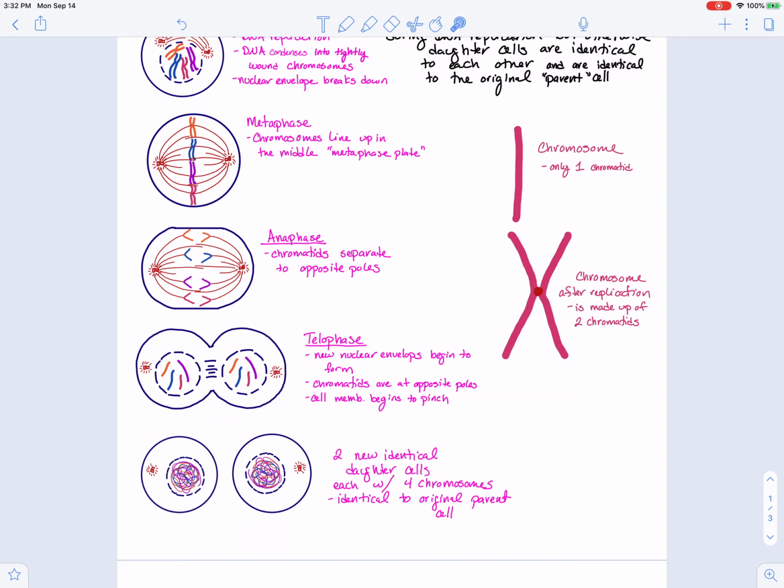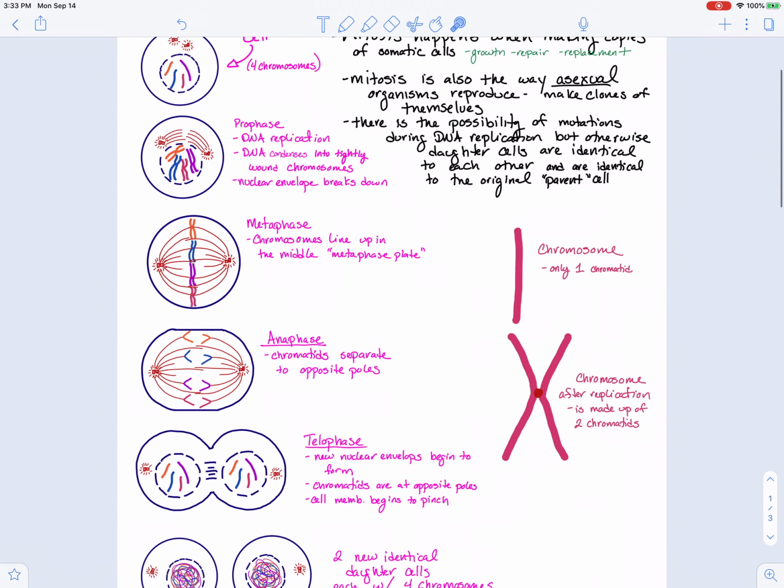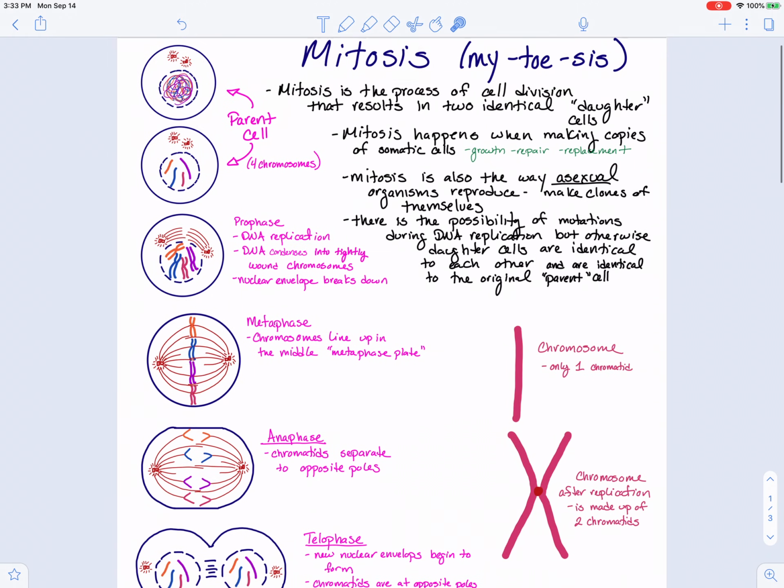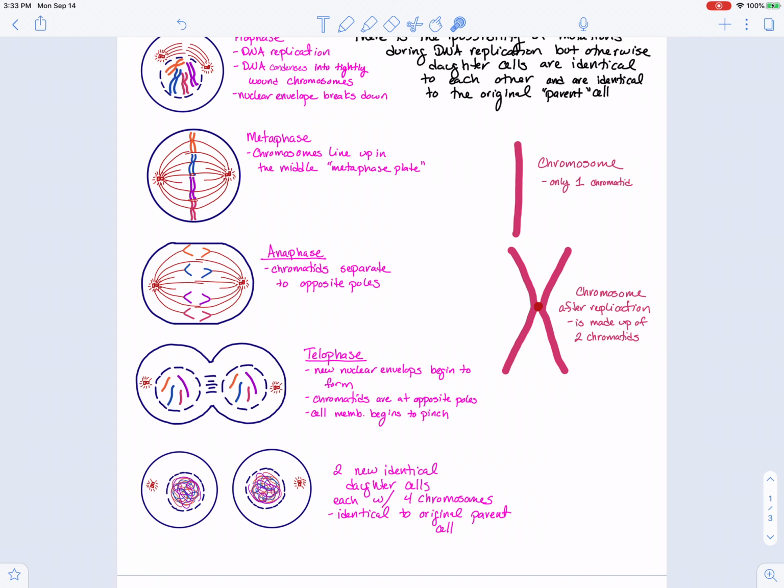If you notice, the nucleus in these cells has 1, 2, 3, 4 chromosomes, and 1, 2, 3, 4 chromosomes. So each of these new daughter cells has 4 chromosomes inside. They are no longer tightly wound, because they only tightly wind during mitosis. This cell is identical to its sister cell, and both of these cells are identical to that very original parent cell. So they each have 4 chromosomes, and they are identical. That's what happens in humans during mitosis as well.